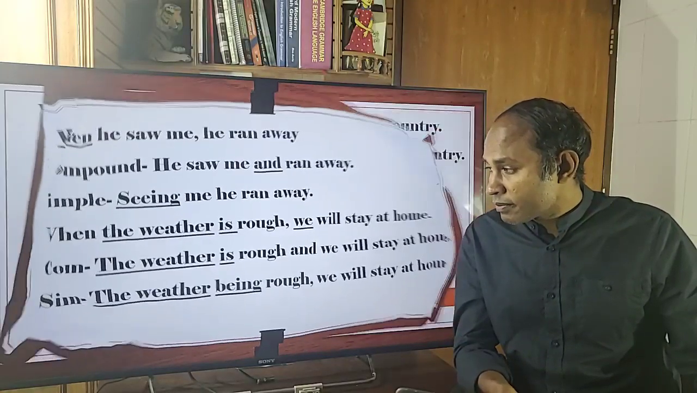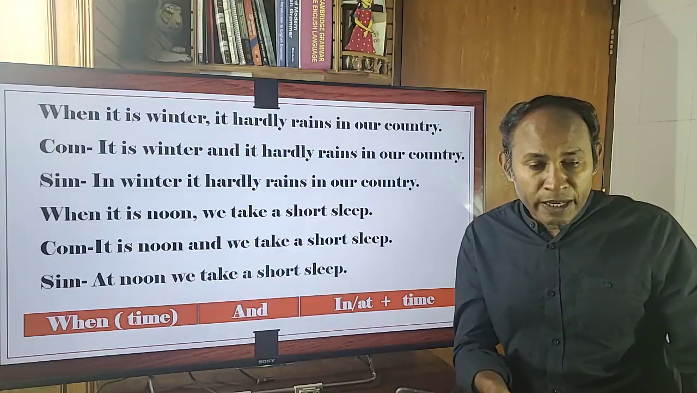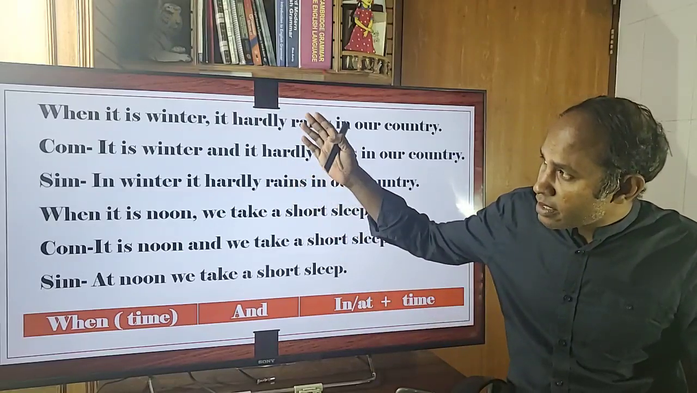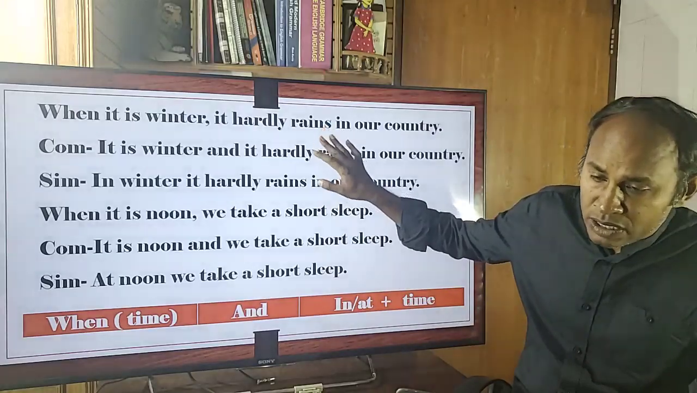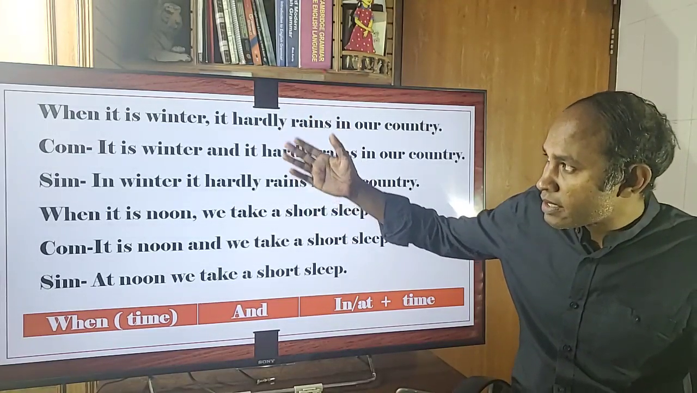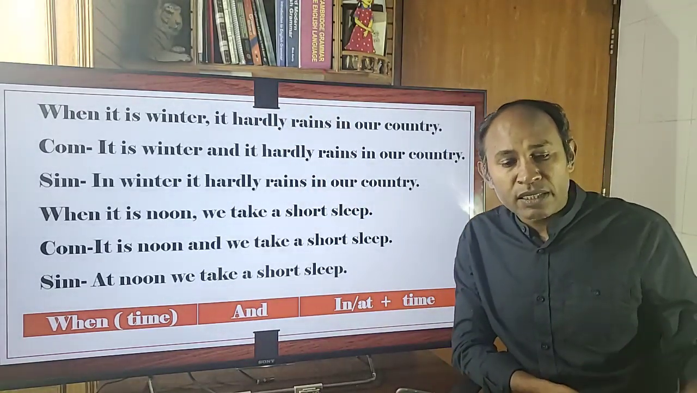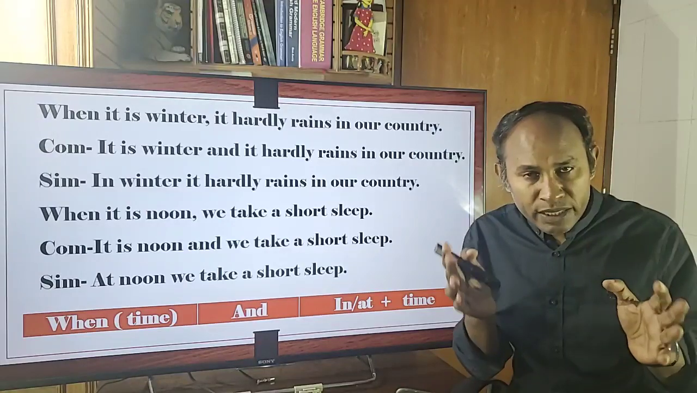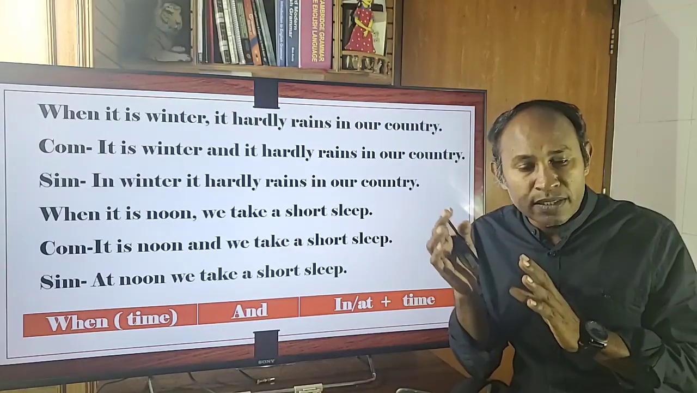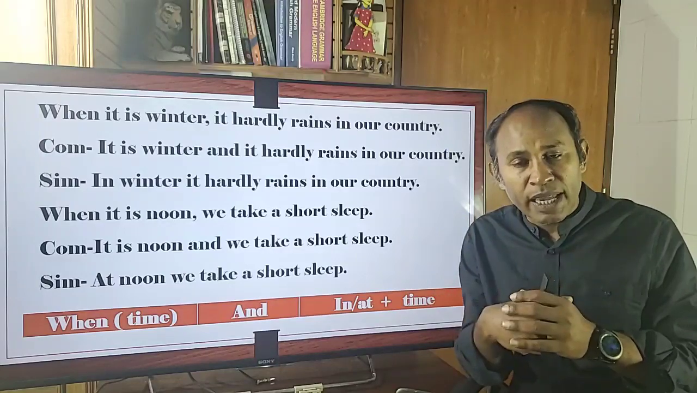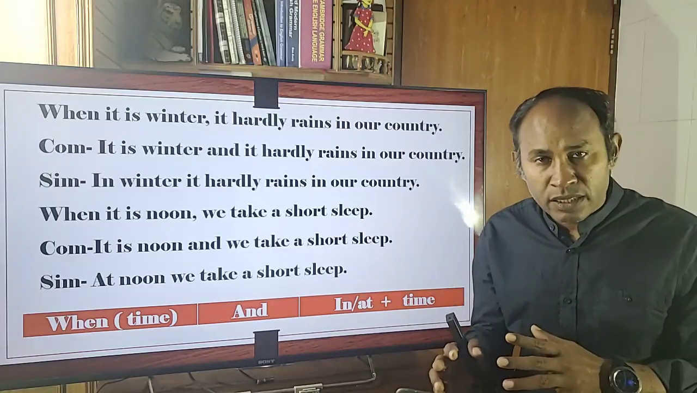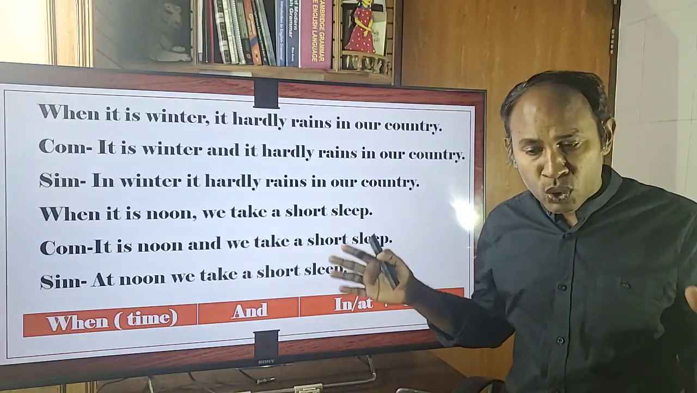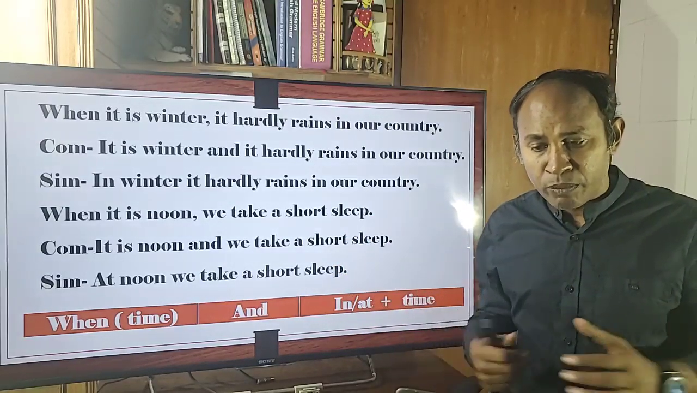So, okay, next, we are going next. And here you see the answers are there. You see, when it is winter, so easy. That's why I have written all the answers. Just look at a glance. When it is winter, it hardly rains in our country. So look at the sentence here. You see after "when" there is winter, there is the mention of the time, winter. Winter is a long period, winter is a long period of time.